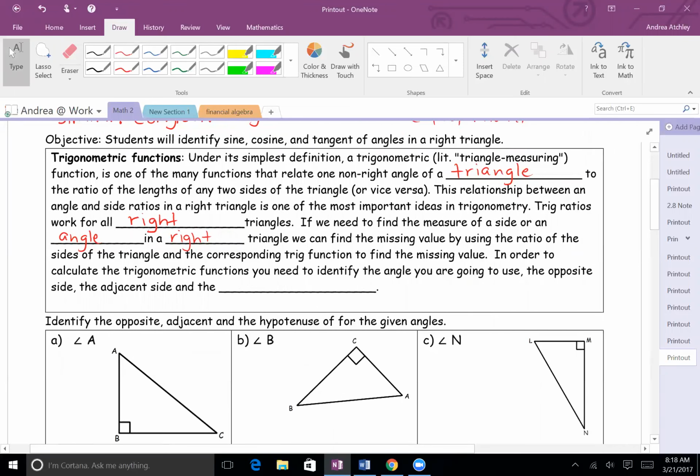we can find the missing value by using the ratio of the sides of the triangle and the corresponding trig function to find the missing value. In order to calculate the trigonometric function, you need to identify the angle you are going to use, the opposite side, the adjacent side, and the hypotenuse. So that's what we're going to start with. We're going to start by just identifying the opposite, the adjacent, and the hypotenuse of a right triangle.